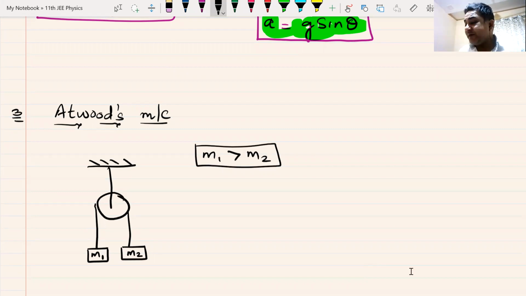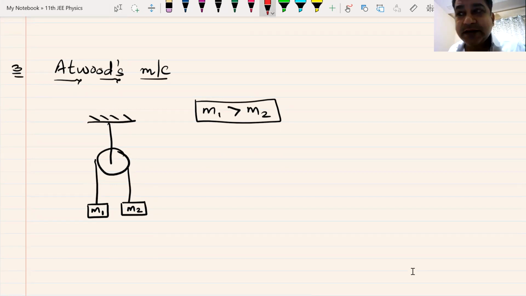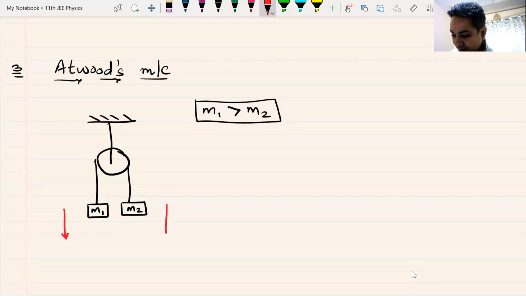M1 is greater than M2. How will the system move, anyone? If M1 is greater than M2, how do these two blocks move? M1 moves downwards and M2 moves upwards. Do we all understand this? M1 moves down, M2 moves up.